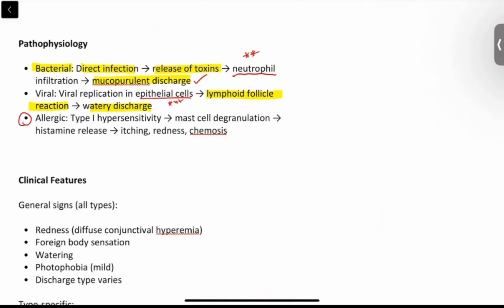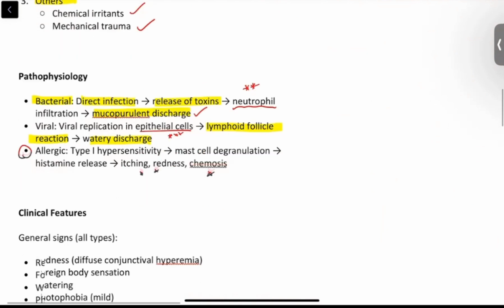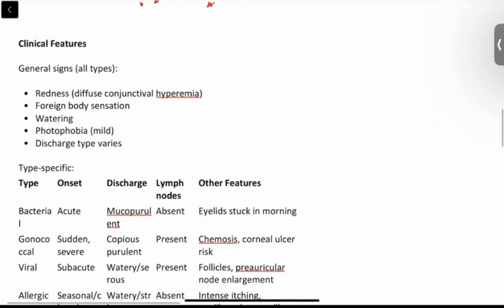In case of allergic conjunctivitis, it is a type 1 hypersensitivity reaction. So there will be mast cell degranulation, because of which there will be histamine release and intense itching. That will lead to severe redness and chemosis. Okay. This was about the pathophysiology of conjunctivitis. Now coming to clinical features.